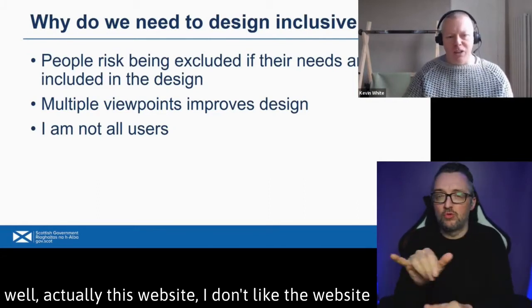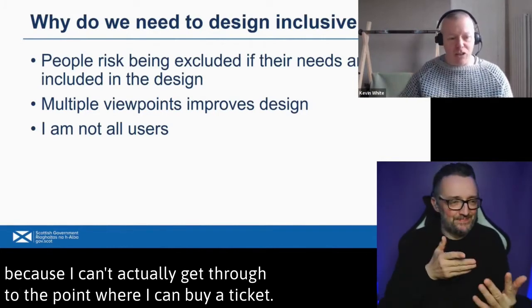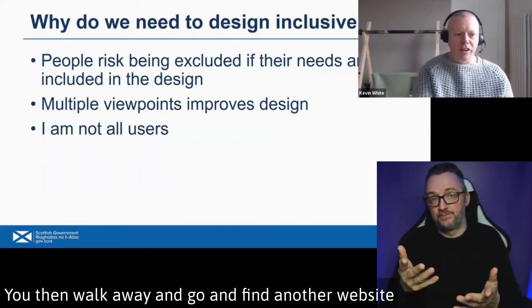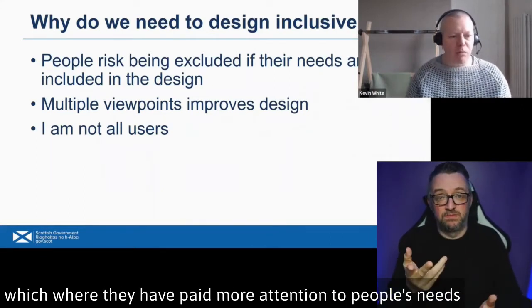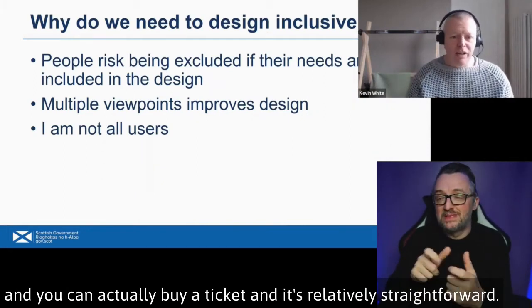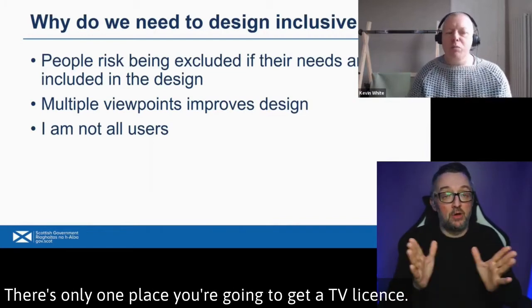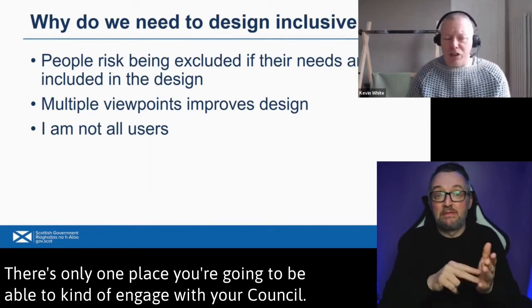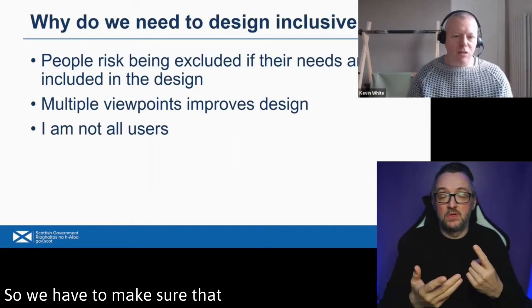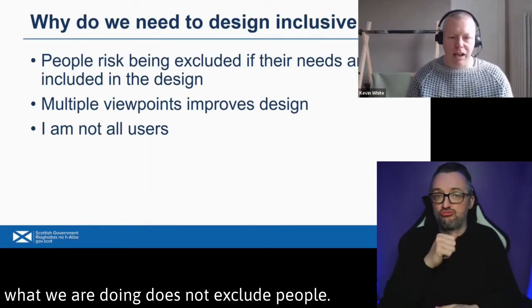So you can say, actually, I don't like this website because I can't get through to the point where I can buy a ticket. You then walk away and find another website where they have paid more attention to people's needs, and you can actually buy a ticket, and it's relatively straightforward. So you've got choice. In the public sector, you don't have choice. There's only one place you're going to get a TV license. There's only one place you're going to be able to engage with your council. So we have to make sure that what we are doing does not exclude people.